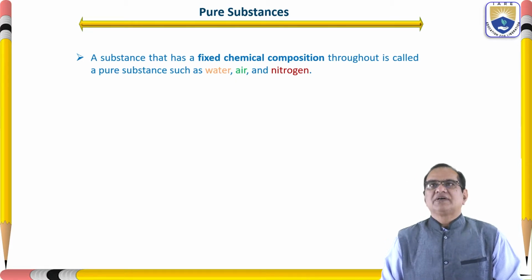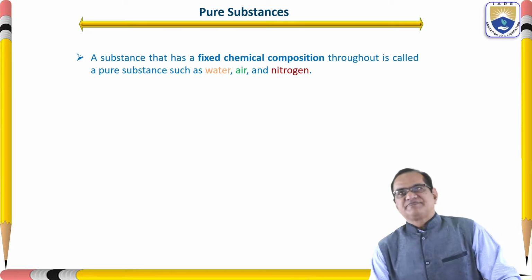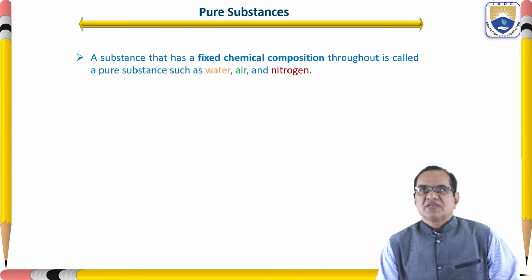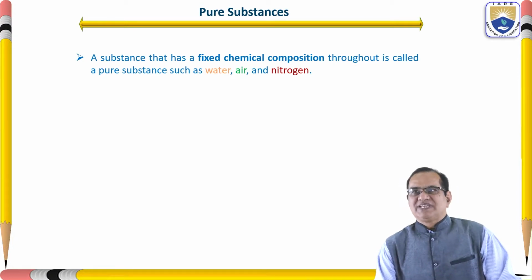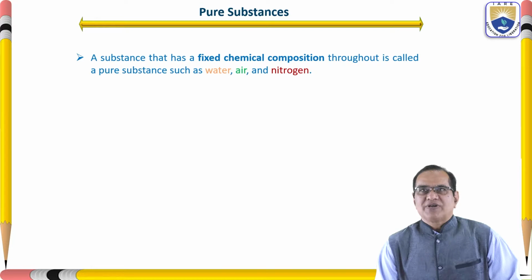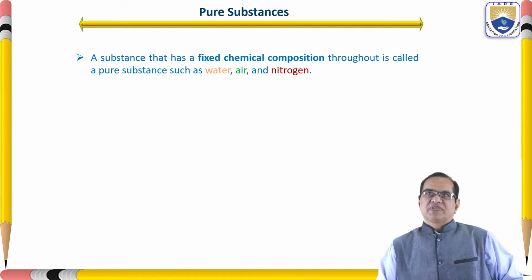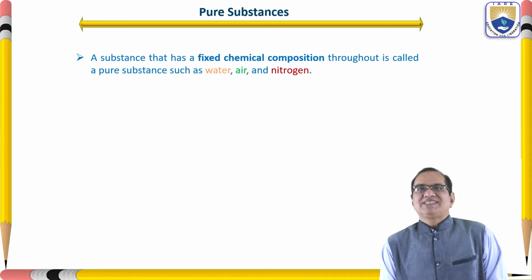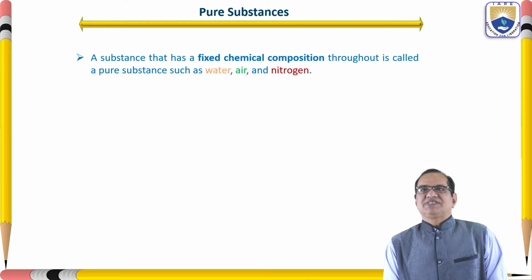What is a pure substance? A substance that has a fixed chemical composition throughout is called a pure substance, such as water, air, and nitrogen. We can say that it has a fixed chemical composition everywhere.